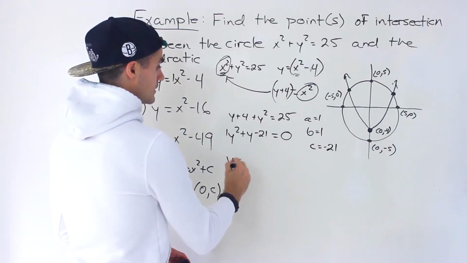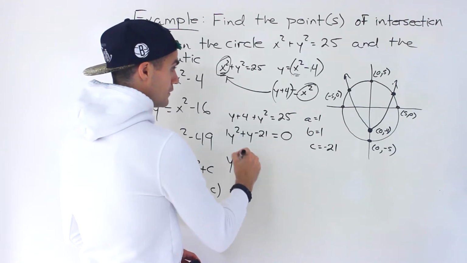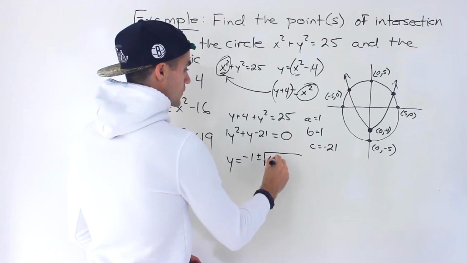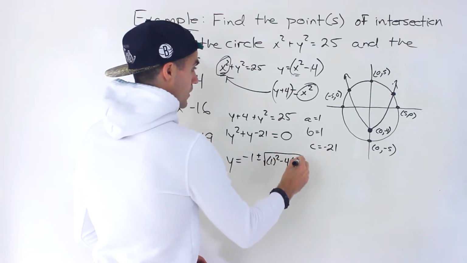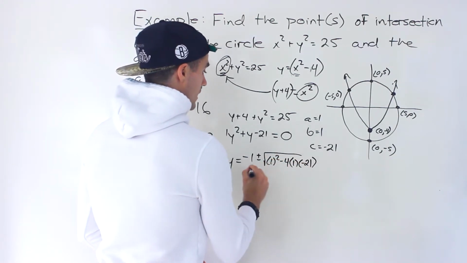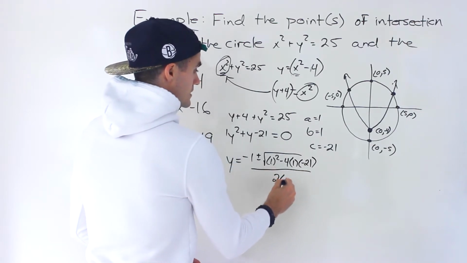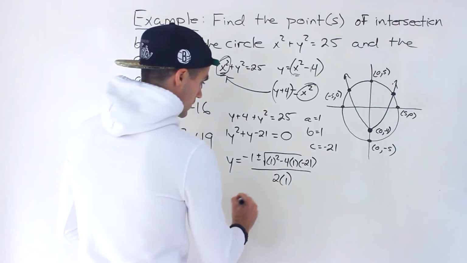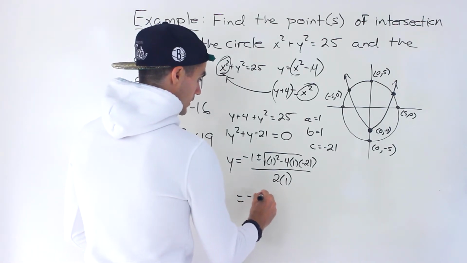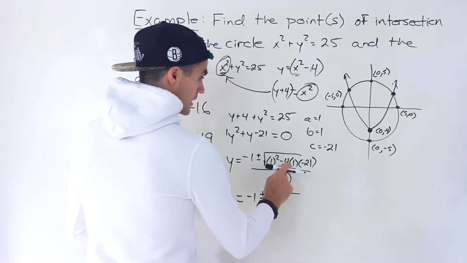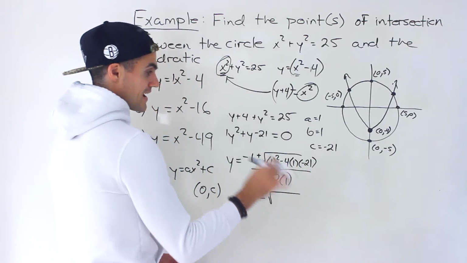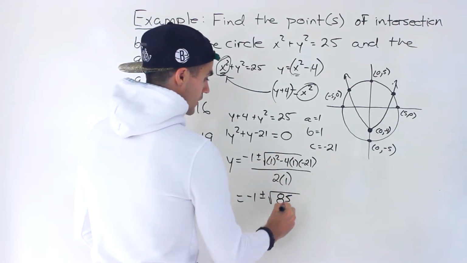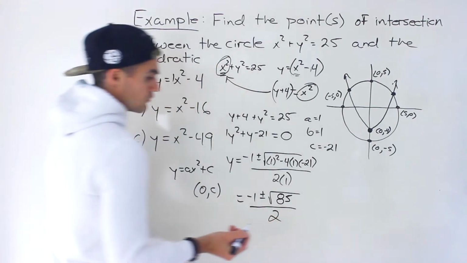And so plugging this into the quadratic formula, we'll have negative b, which is negative 1, plus or minus b squared, so it's 1 squared minus 4 times the a value of 1 times the c value of negative 21. And then that's going to be all over 2 times that a value of 1 right there. And so from here, we can simplify this. We'll have negative 1 plus or minus, this would be what? Negative 4 times negative 21 is 84 plus this 1 squared, which is just plus 1. So we'd end up with 85 under the square root. This is going to be all over 2.